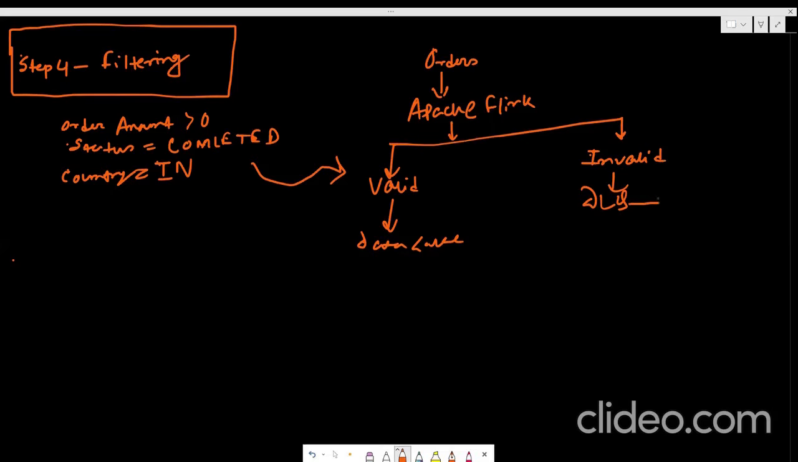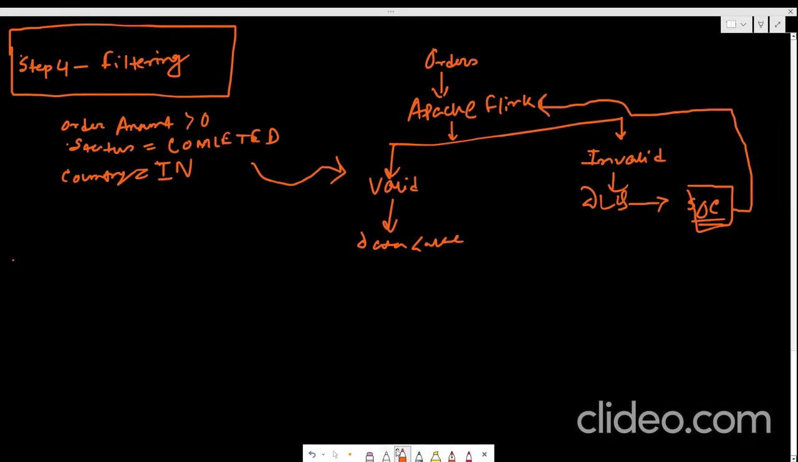For the DLQ, suppose some investigating team, say I'm just giving the name as service operations related, some team is there that works on the data. Then again, it will send the data to Apache Flink, and this process will continue.